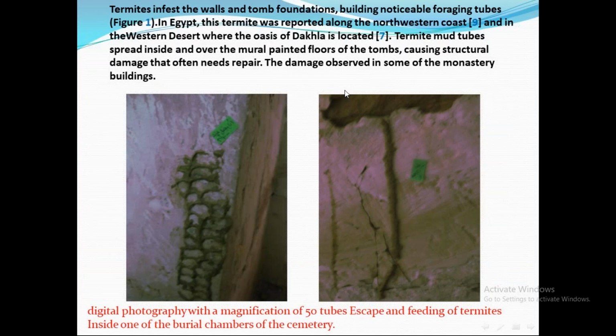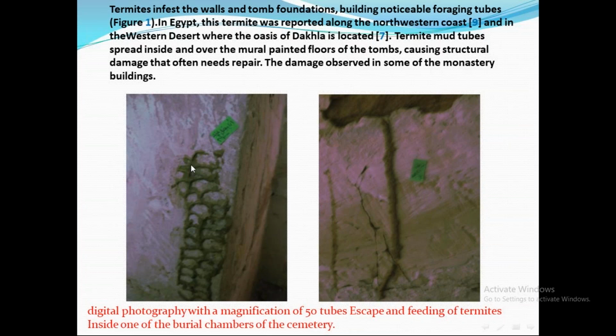Termite investigation in Egypt. Termites were reported along the northwestern coast and in the western desert, where the Oasis of Dakhla is located. Termite mud tubes spread inside and over the mural painted floors of the tombs, causing structural damage that often needs repair. The damage was also observed in some monastery buildings.